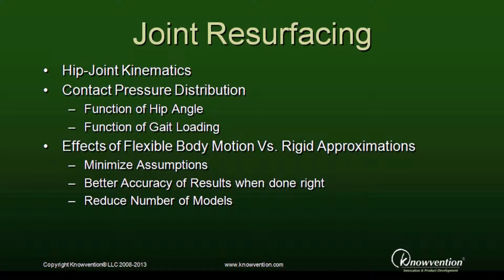Structural behaviors of biological systems can also be simulated. One can envision a hip joint, where we can study gait contact pressures as a function of hip flexion and gait loading. The use of assemblies of flexible bodies instead of rigid approximations minimizes assumptions. The minimization of assumptions leads to better accuracy of the results when done correctly, and reduces the number of models needed to study the designs.